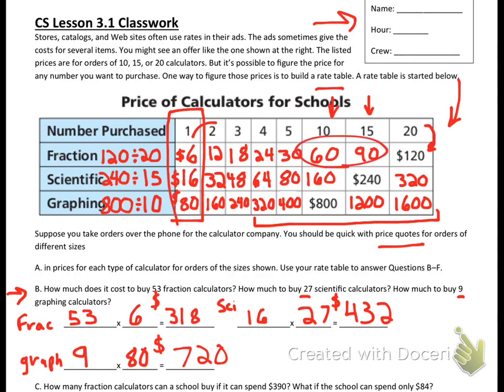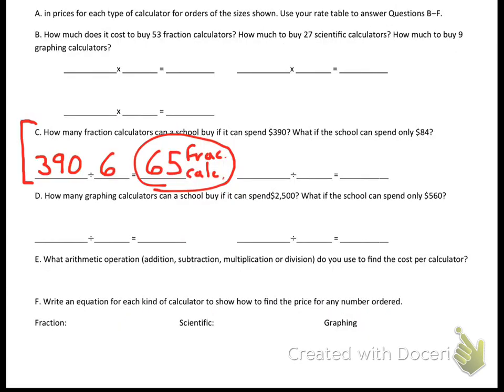Right? So, we take that $84 and we divide by $6 a calculator. So $84 divided by $6 is exactly 14 calculators. Okay.